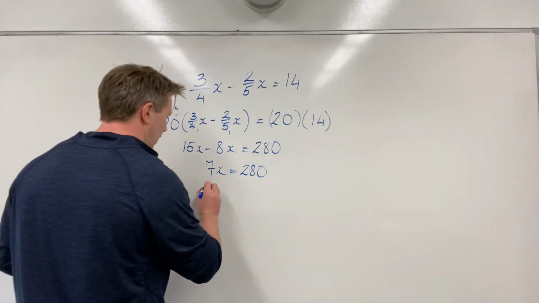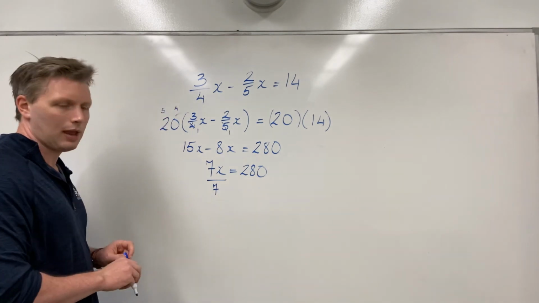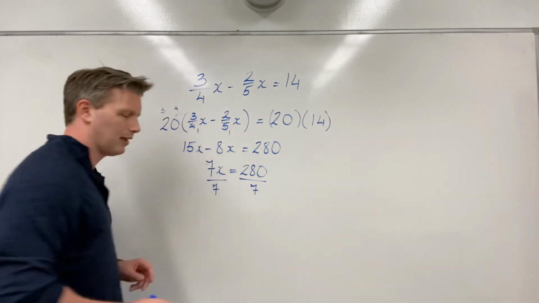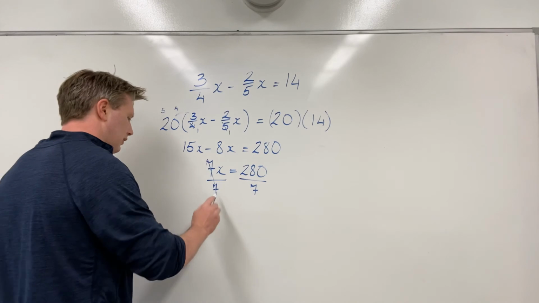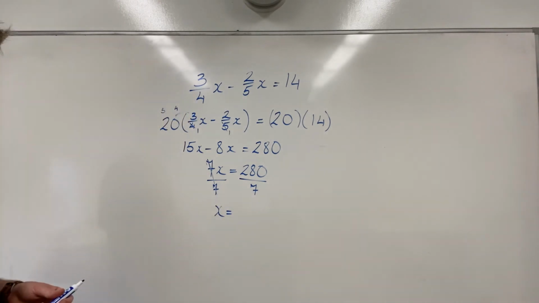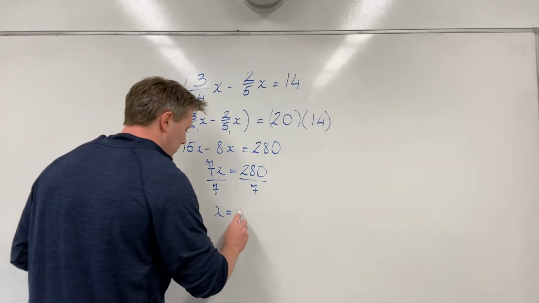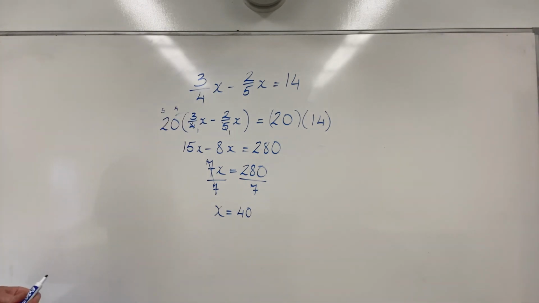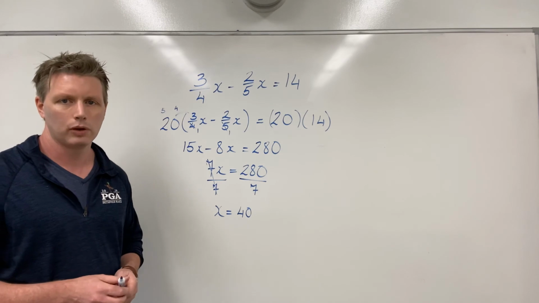And so if I divide my 7x here by 7, I will get my x by itself, but of course I must also divide my right-hand side. So whatever I do to the left, let's do to the right. My 7's will cancel, and I will have x equals 280 divided by 7. If you break out your calculator, it happens to be 40. So x equals 40 is the answer that we're looking for there.